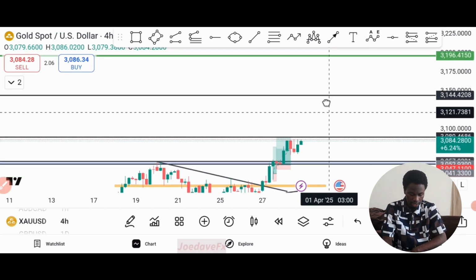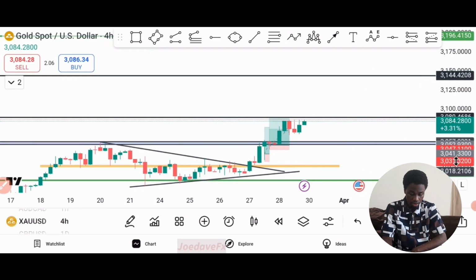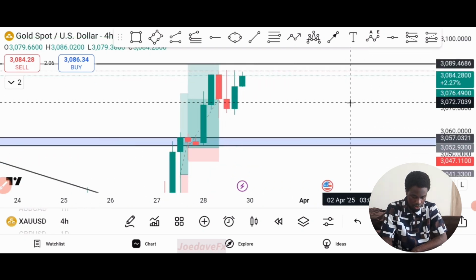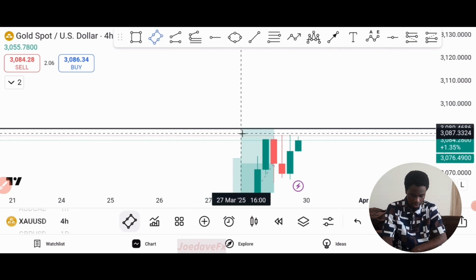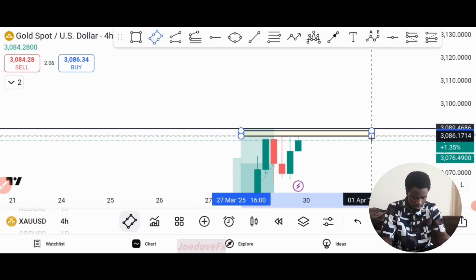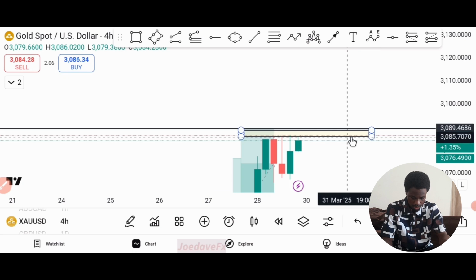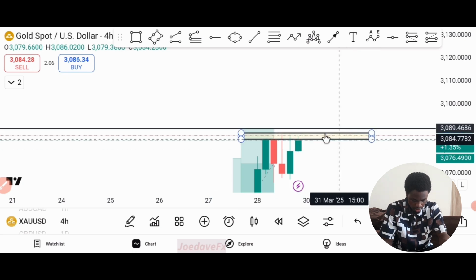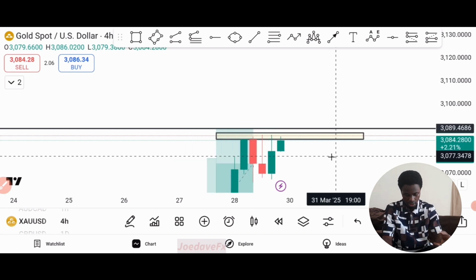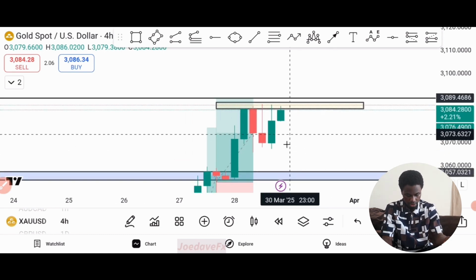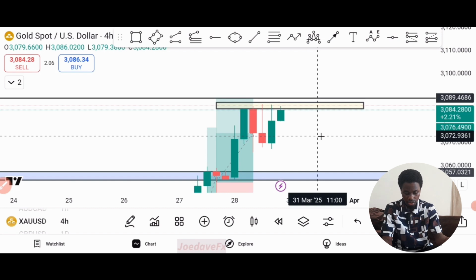What I'm expecting on gold now is, you can see this level. We have some form of consolidation here. So I'm just going to mark it out. This level is really a level that gold is struggling to pass through. So if you want to get in the buy trade, you don't want to get in the wrong area. So you want to get in the right way.